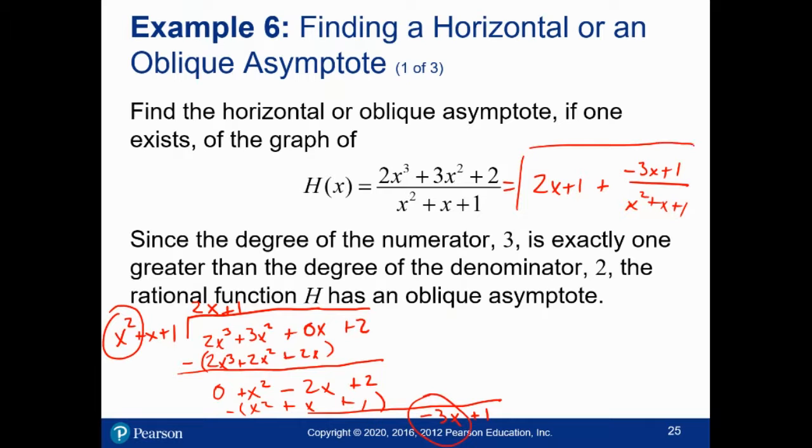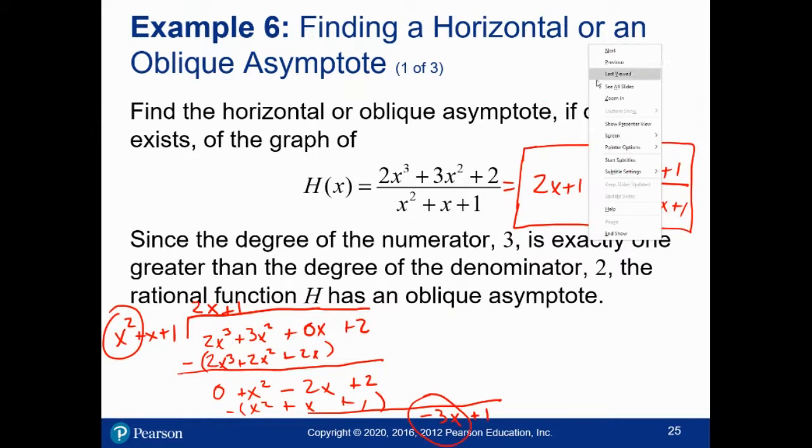So this is what happens when you do the long division. But now let's see what this kind of says. Look at that remainder term.